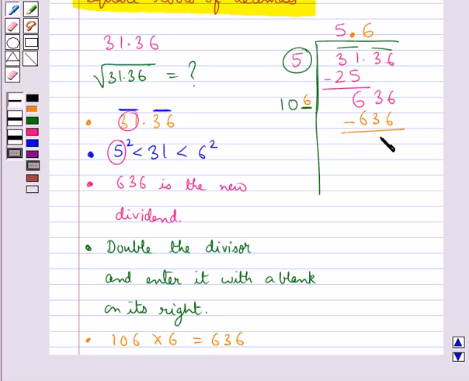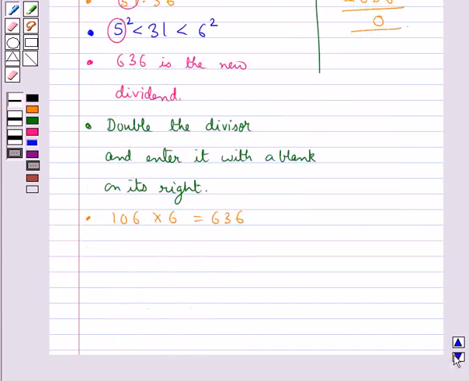Now we get the remainder as 0. So we get this quotient as the square root of the given number, that is square root of 31.36 is 5.6. While putting the bars over the decimal part of a number, we start from the decimal and we move towards the right. We need to remember this point while putting the bars in the decimal number.